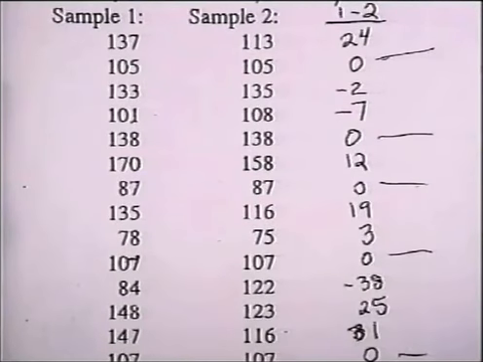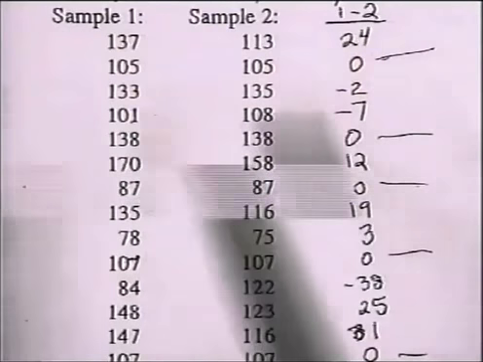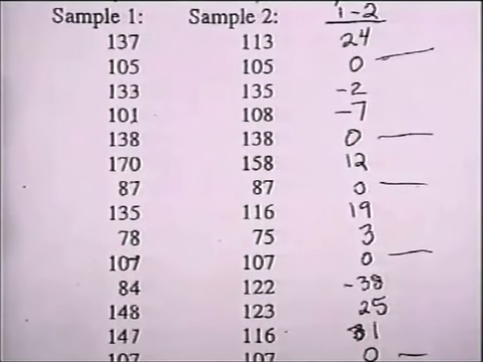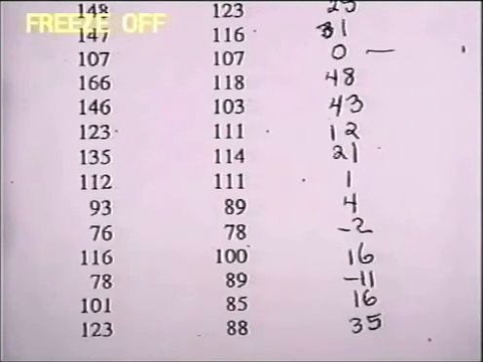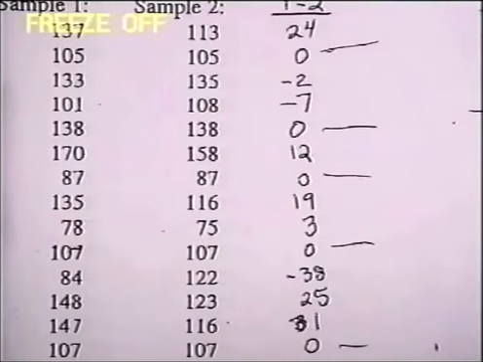Okay, so in this case, I'm taking the left column minus the right column, and I'm creating a new column of data. So 137 minus 113 is 24. 105 minus 105 is 0. 133 minus 135 is minus 2, etc. And I go all the way down to the bottom of the thing, and let's see. I get all the way down. The last item is 123 minus 88 gives me 35.